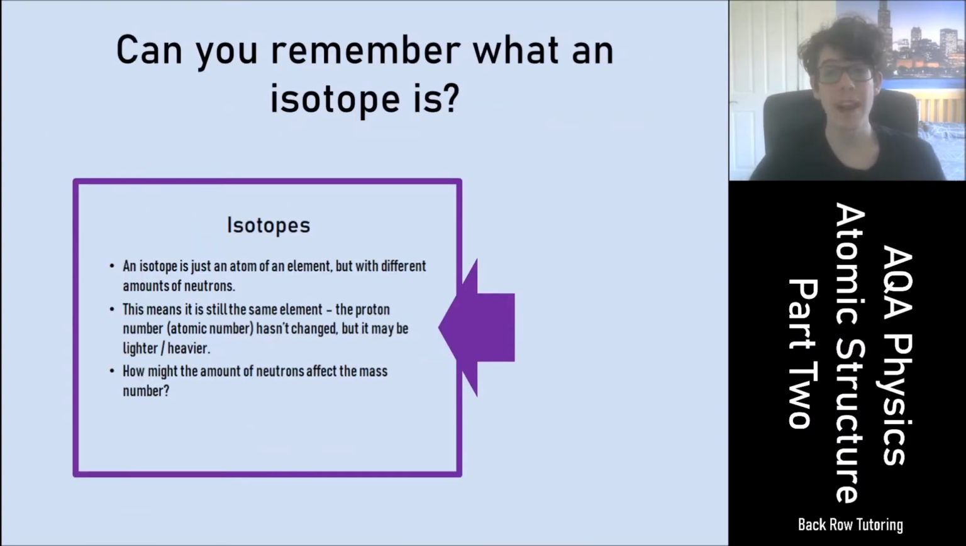Can you remember what an isotope is? An isotope is just an atom of an element but with different amounts of neutrons. This means it is still the same element, the proton number or atomic number hasn't changed, but it may be lighter or heavier. How might the amount of neutrons affect the mass number? Well, remember, the mass number is just the amount of protons and neutrons added up. So if there is a higher amount of neutrons, then the mass number will be higher.